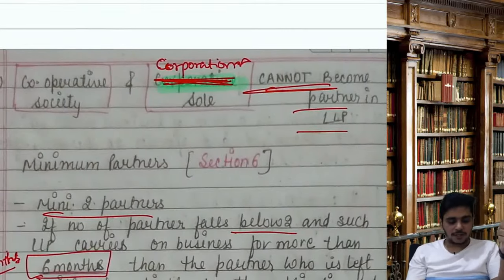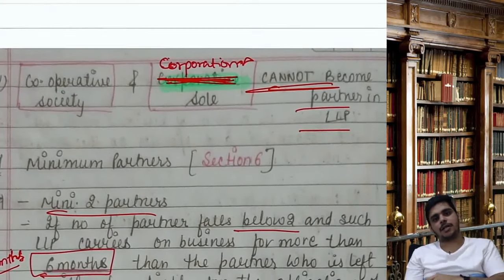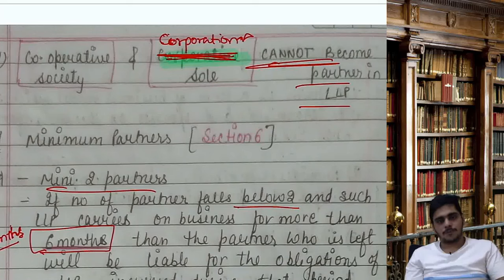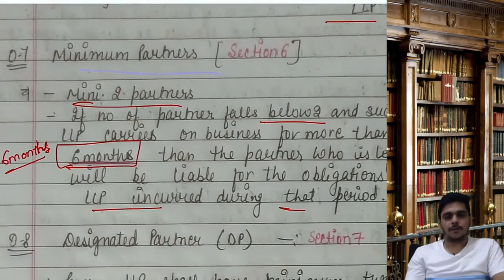However, corporate society and corporation cannot become partners in LLP. Two important points: corporations and corporate societies cannot become partners in LLP. Now, minimum partners.